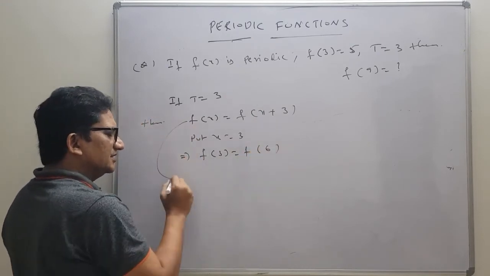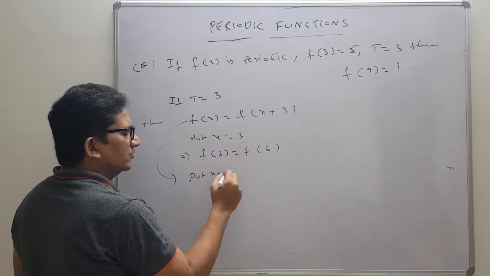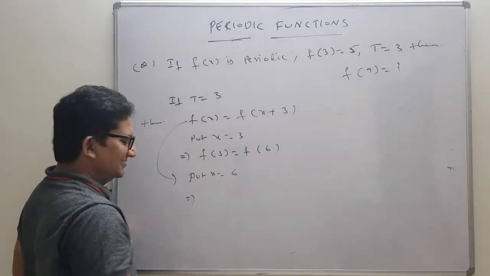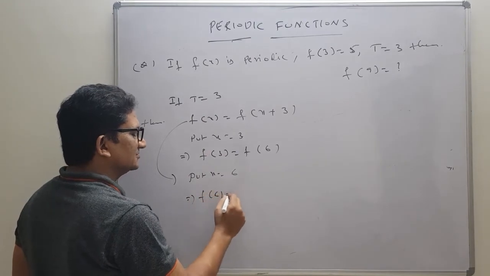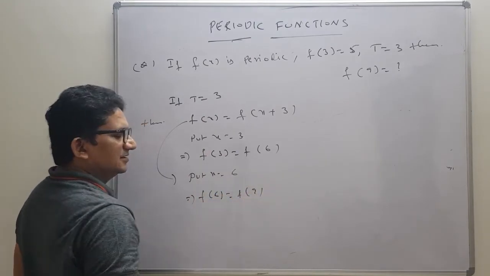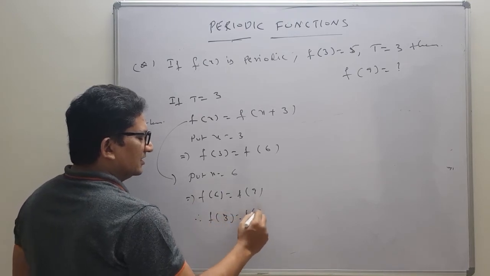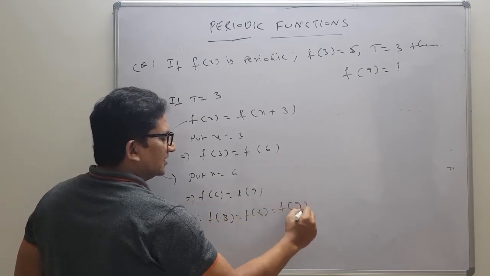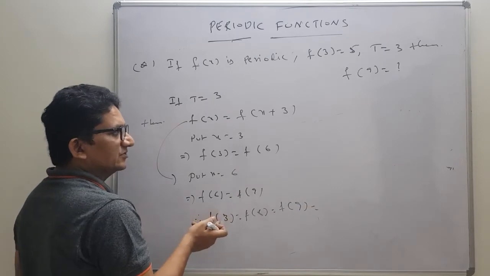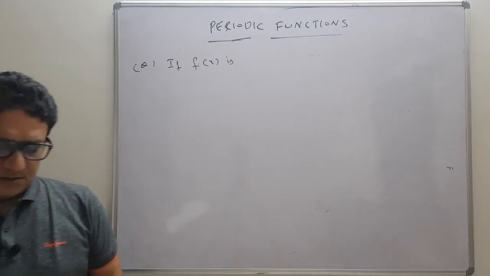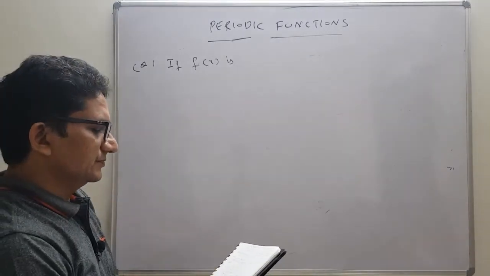Now in the same notation, put x = 6, because now we know the value of f(6). So f(6) = f(9). That means we can conclude f(3), f(6) and f(9) are all the same. All are the same as f(3), so the value is 5.